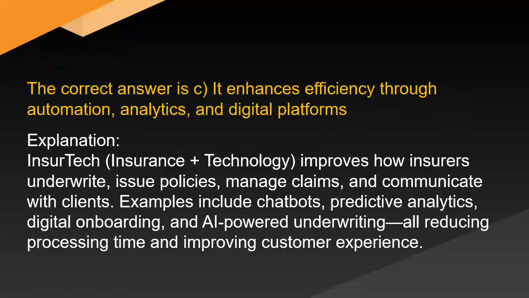The correct answer is C. It enhances efficiency through automation, analytics, and digital platforms. Explanation. InsurTech, insurance plus technology, improves how insurers underwrite, issue policies, manage claims, and communicate with clients. Examples include chatbots, predictive analytics, digital onboarding, and AI-powered underwriting, all reducing processing time and improving customer experience.